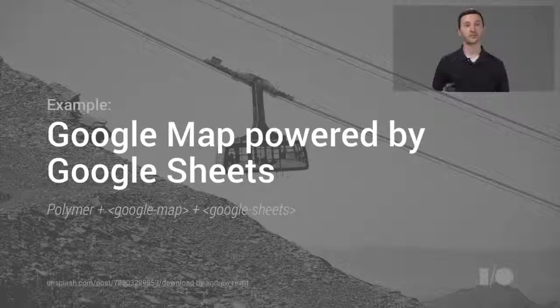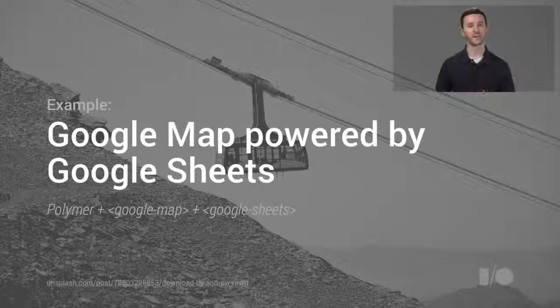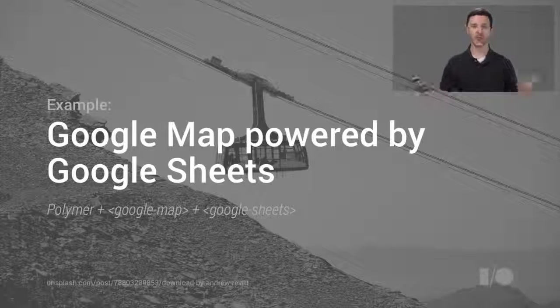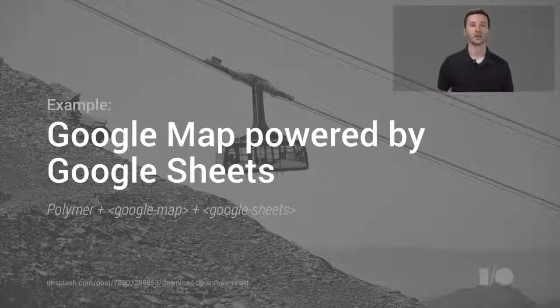So actually, let's use this. Let's combine them, proof in the pudding, and create an application that uses Google Maps and Google Spreadsheets. We'll create a Polymer element that wraps all that together, and the users can use that element inside of their own applications. Oh yeah, I almost forgot. We're not going to write any JavaScript to do this. We're just going to write a little bit of HTML.